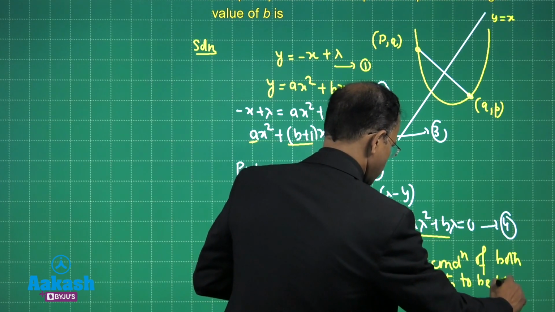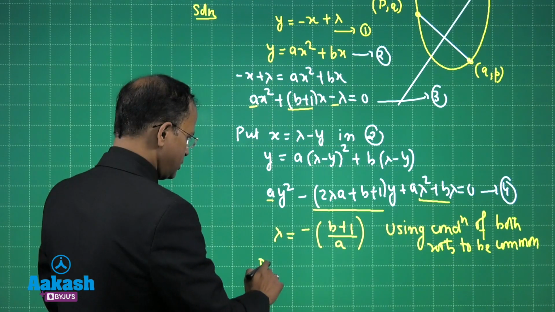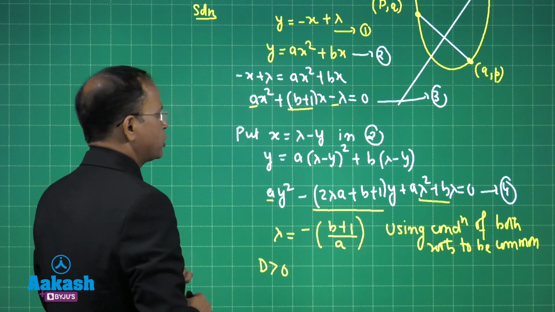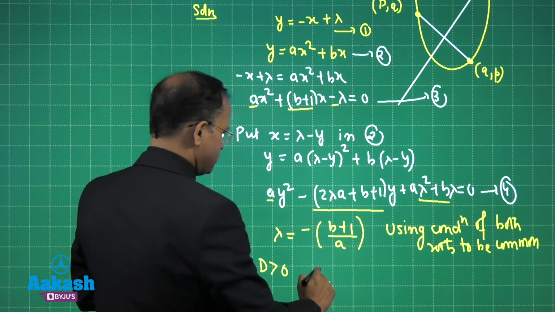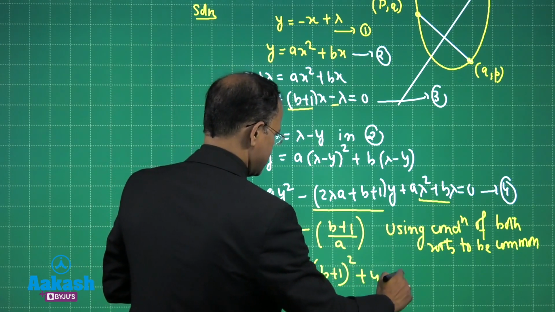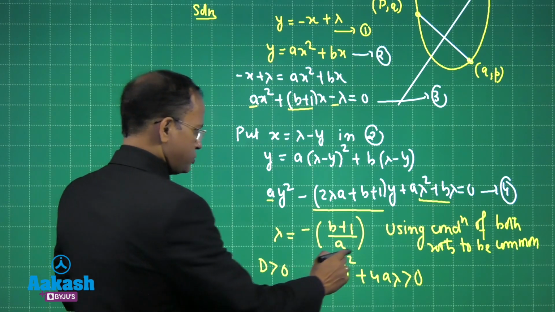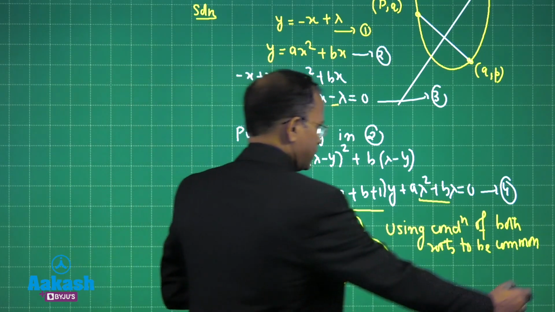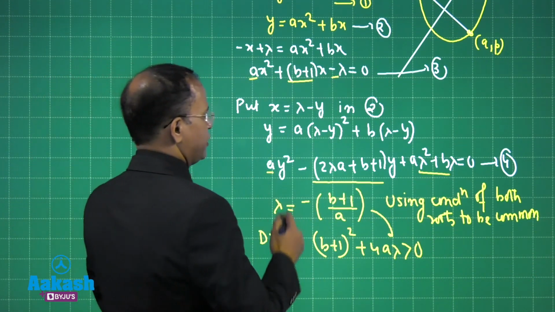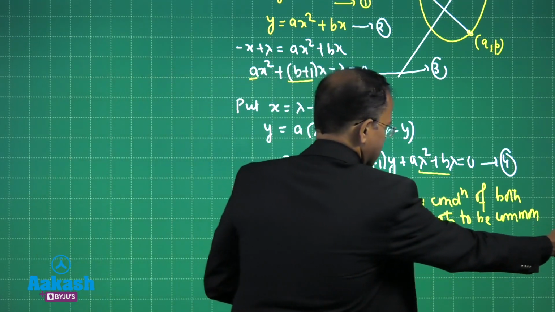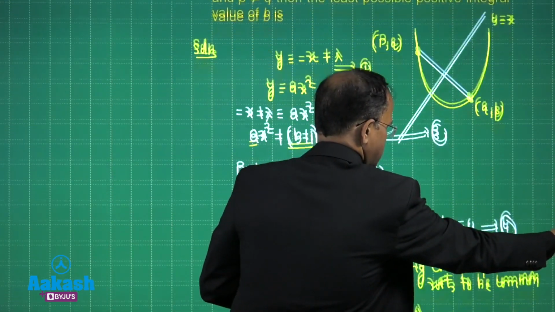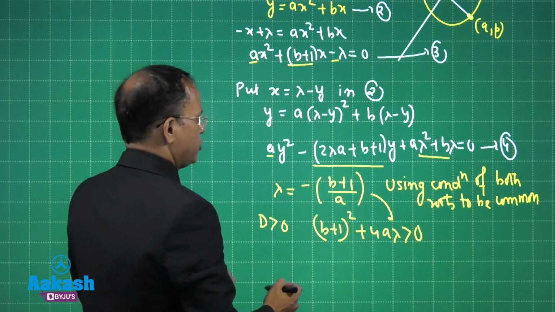Now for the roots being real, we have D greater than 0. Which equation are we talking about? This equation, right? We have D greater than 0, that means (b + 1)² + 4aλ is greater than 0, right? So we substitute this λ here, and then we get the values of b, because we need to find the least value of b. What we have to find is the least possible integral value of b. So we just substitute the value here, and then we come out with this part.